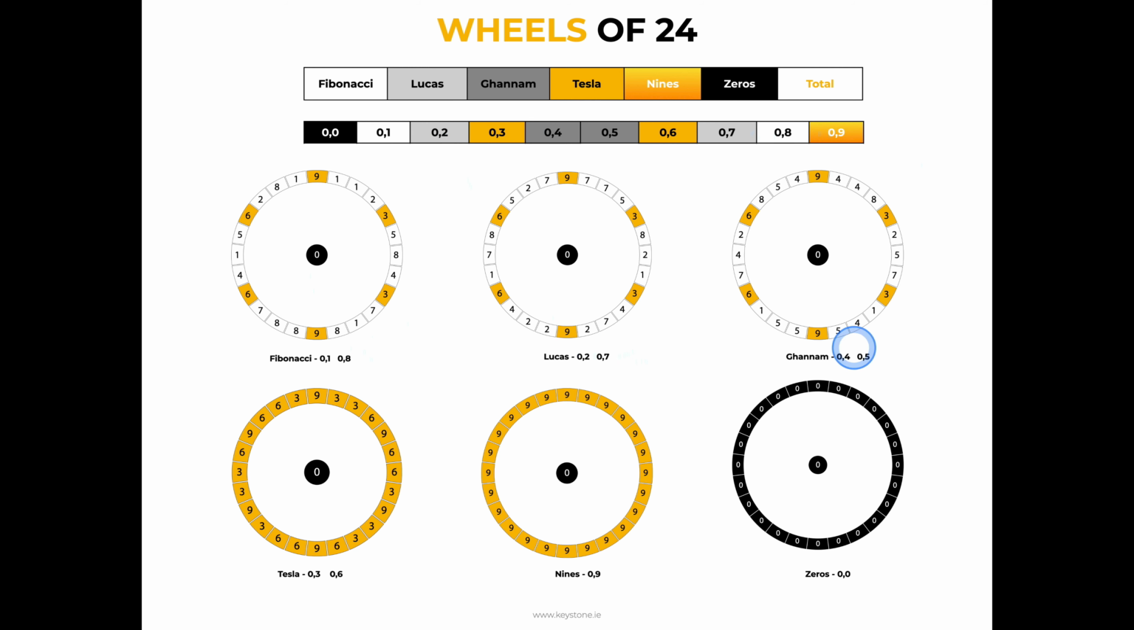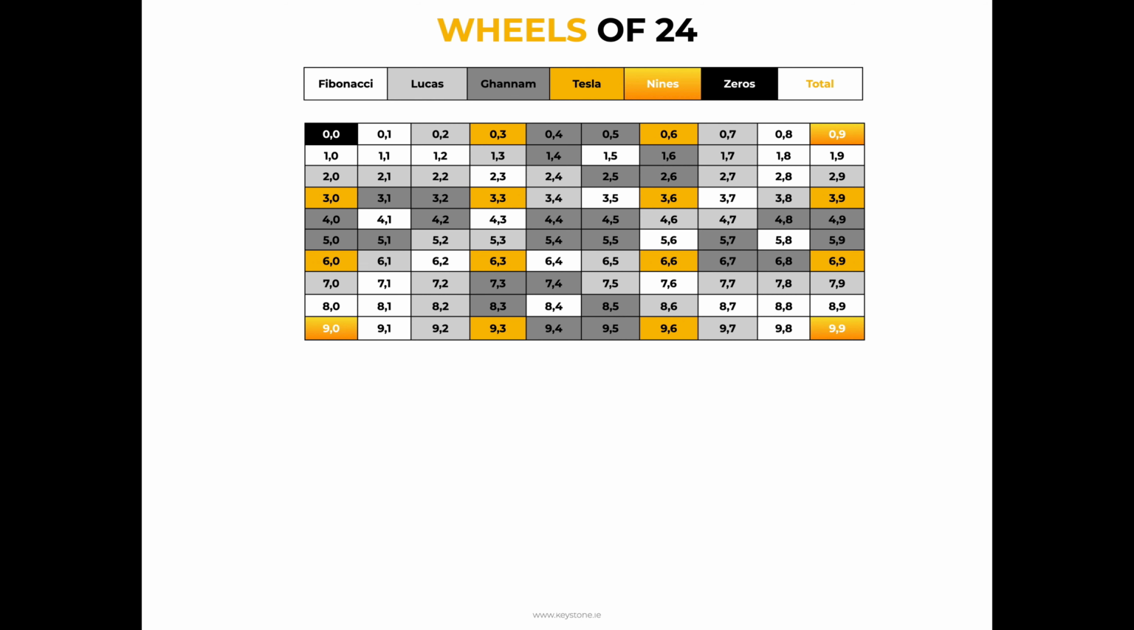If we start with 0, 4 or 0, 5, we get the GHANNAM wheel. If we start with 0, 3 or 0, 6, we get the Tesla wheel. If we start with 0 and 9, we get the 9s wheel. And if we start with 0 and 0, we get a wheel of zeros. Now, just so it's clear, anytime you use these number combinations in white, you get a Fibonacci wheel.